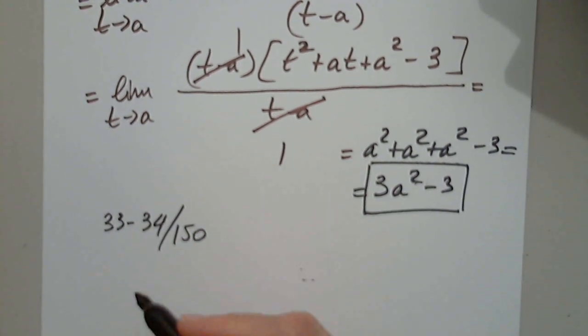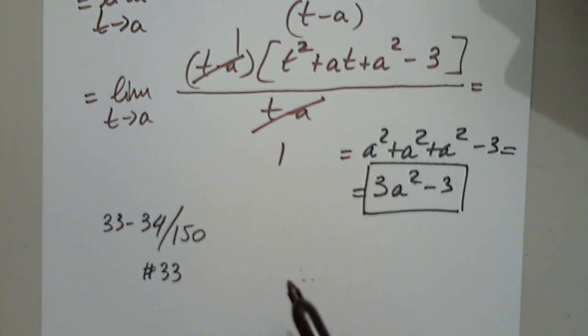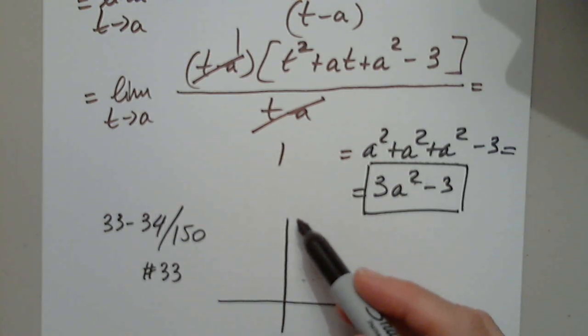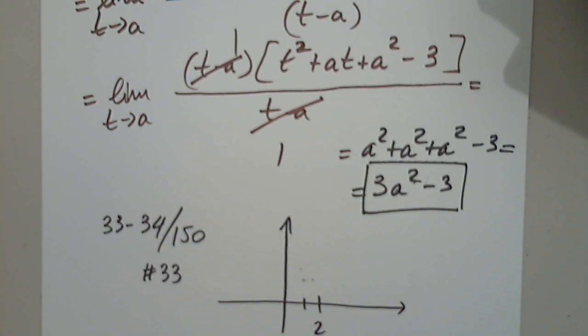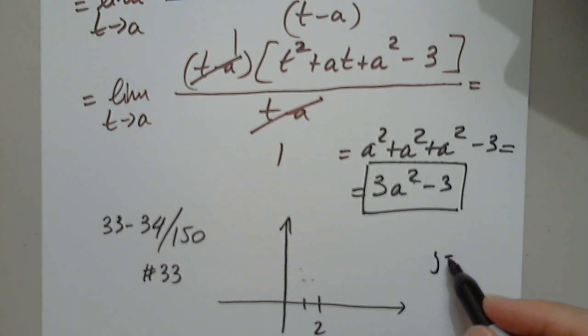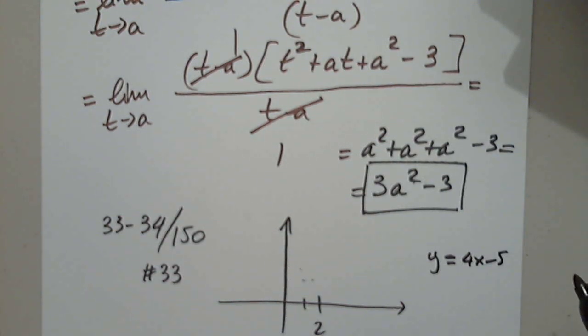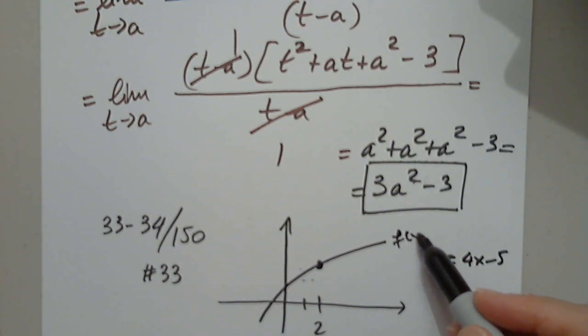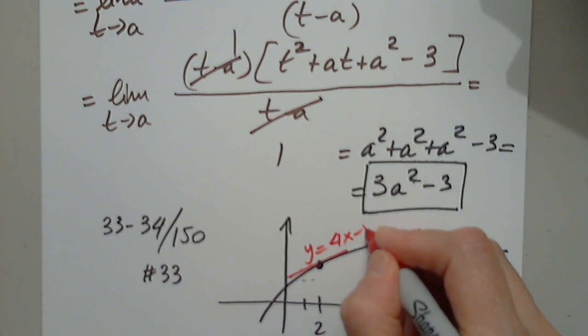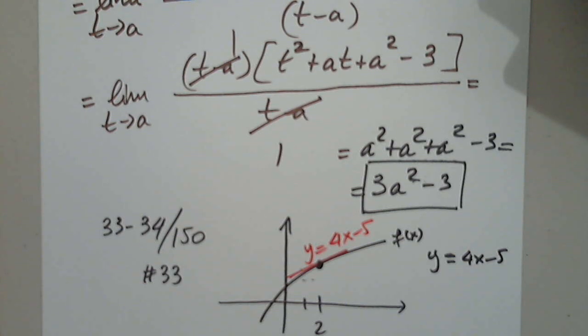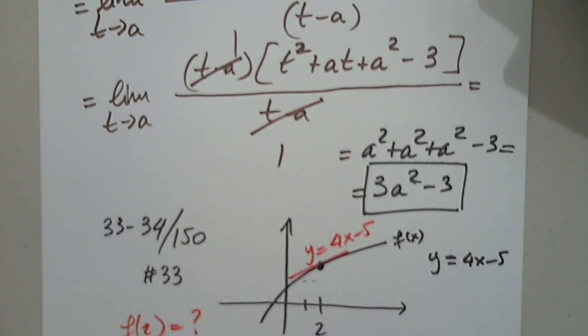Okay, so let's start with 33. So we are told that there is a function, and when x is 2, it has a tangent, and the equation of the tangent is y equals 4x minus 5, which is a positive slope. So I'm going to graph a function, and this is our f of x. And at that point, I'm going to draw the tangent line. And I'm going to say that the equation of this tangent line is 4x minus 5. Okay, find f of 2. They're asking us to find f of 2. And they're asking us to find f prime of 2.